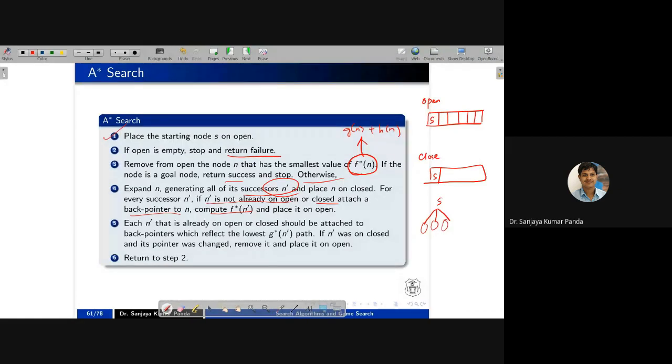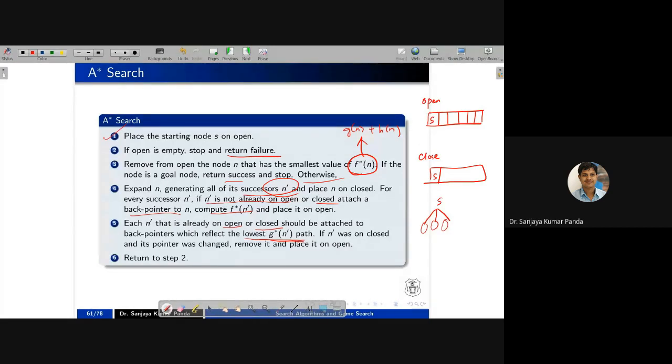Okay, and for each n dash that is already in open or closed, it should be attached to the back pointer which gives the lowest g of n path. What is g of n? H of n is your heuristic function. G of n is how much cost you have incurred to reach that particular node, right? So that you have to choose. And finally, if n dash was closed and its pointer was changed, remove it and place it in open. This process you have to do.